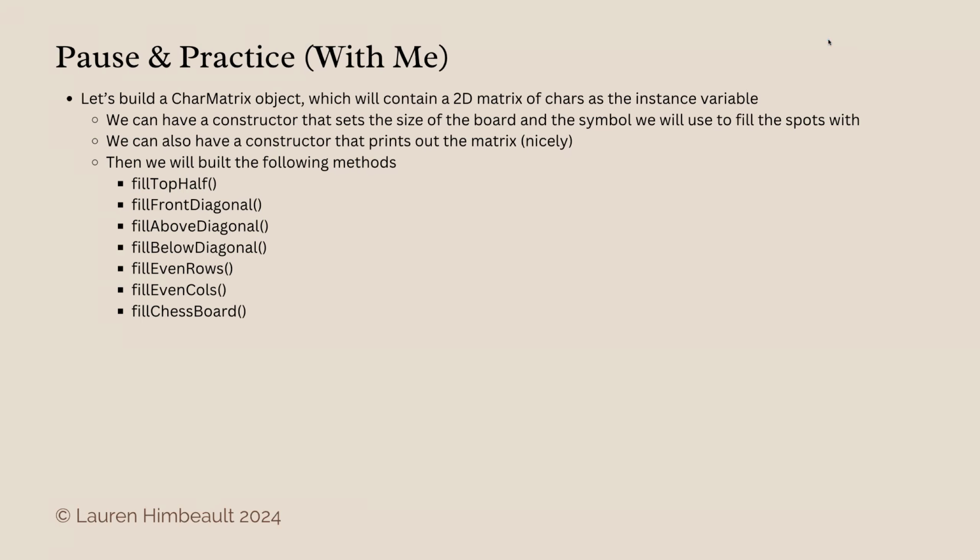So we're going to build a character matrix that's going to contain a 2D matrix of characters as the instance variable. So we're actually going to make a class called CharMatrix that's going to have this in it. We'll have a constructor that will set the size of the board as well as the symbol that we want to use. And then we're going to also print it out.